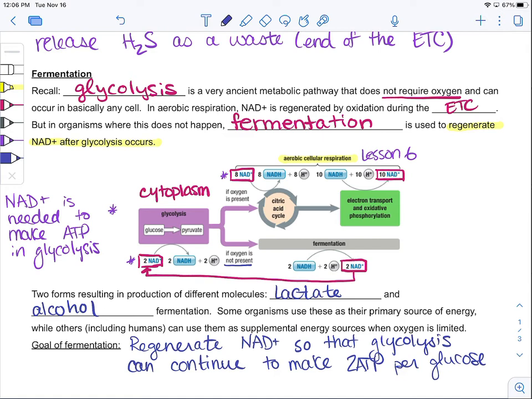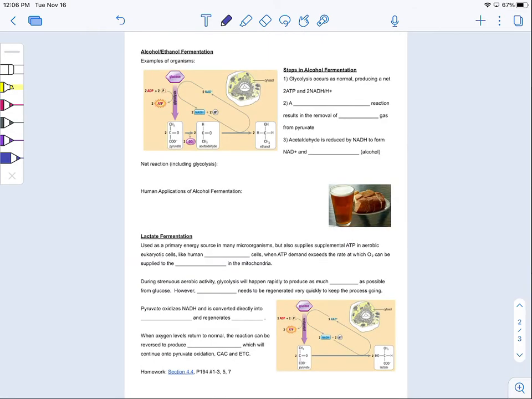So those processes will help us at least get 2 ATP out of the glucose if we're waiting for some more oxygen to come in. So let's dive in. Let's actually take a closer look at what these processes are. And again, we're going to see that both of them have the same goal, but really what we get out as a product are going to be very different. So let's start off with the alcohol fermentation.